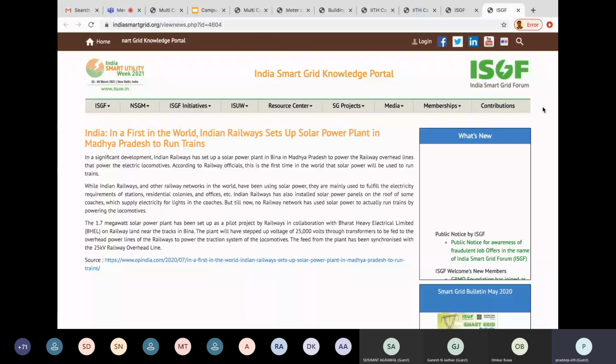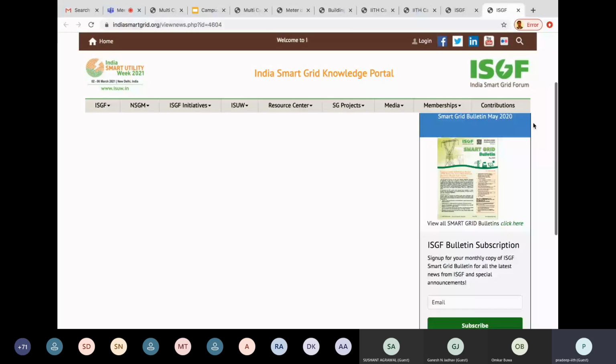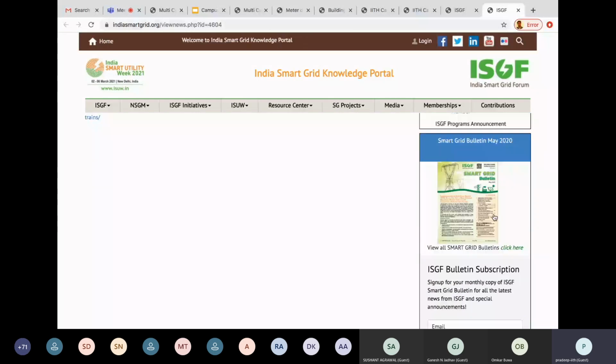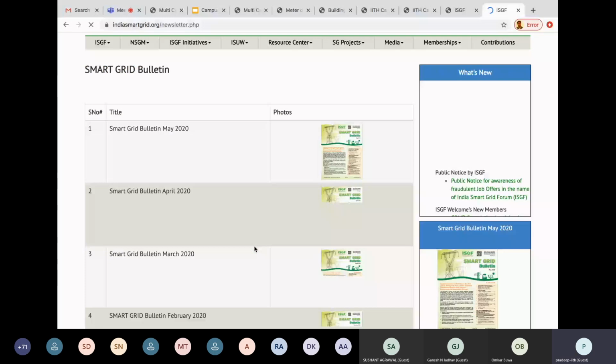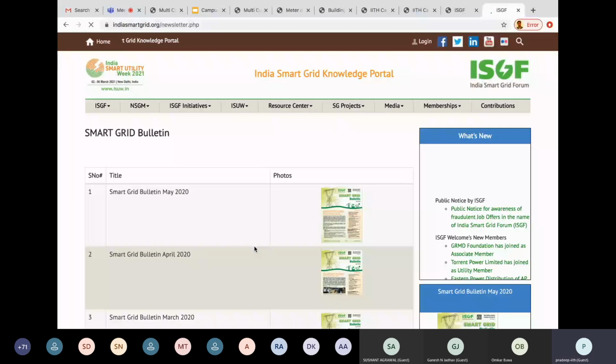Another important thing I would like to show is the Smart Grid Bulletin. If you click here, it will open the Smart Grid Bulletin page, and every month they release a Smart Grid Bulletin. Right now, I think the latest one is the May issue, maybe a little bit delayed due to Corona.